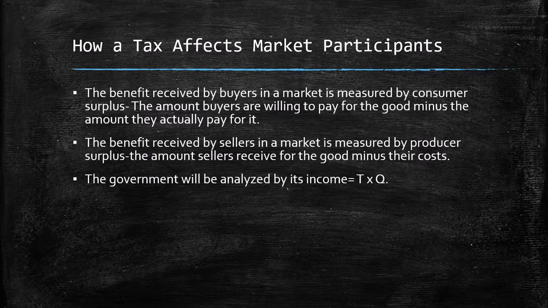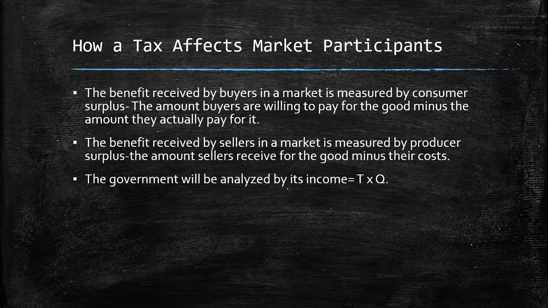So if the consumers have to pay more, it means that they will have less consumer surplus. On the other side, the benefit received by sellers in a market is measured by producer surplus. So we have consumer surplus, and on the other side, producer surplus. This is basically the amount sellers receive for the good minus the cost.